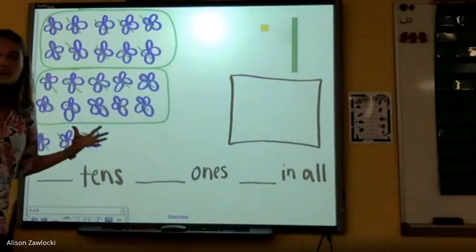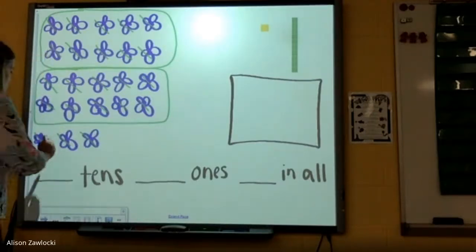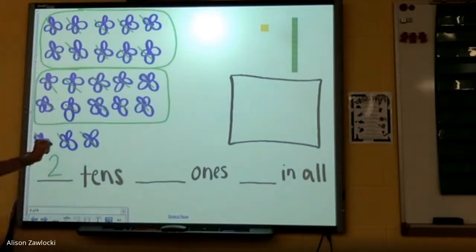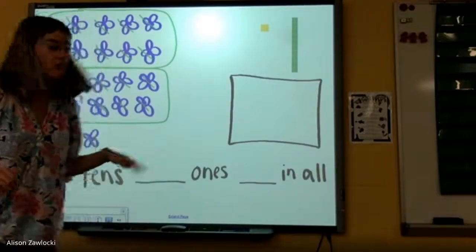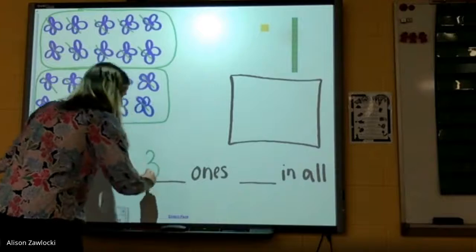How many circles do we have? How many groups of 10 did we circle? 1, 2. So we have 2 10s. And how many extras do we have that are not circled? Because we couldn't circle them because there weren't 10 of them. 1, 2, 3. Oh, there's 3 ones.